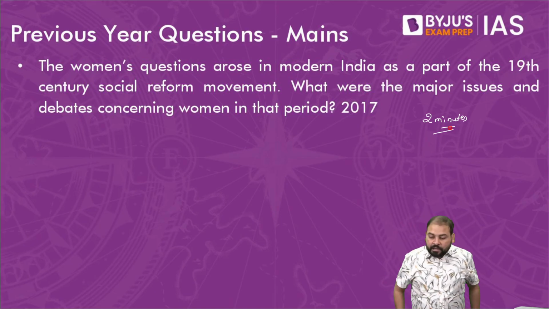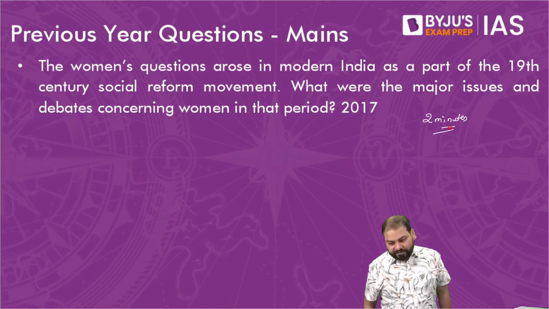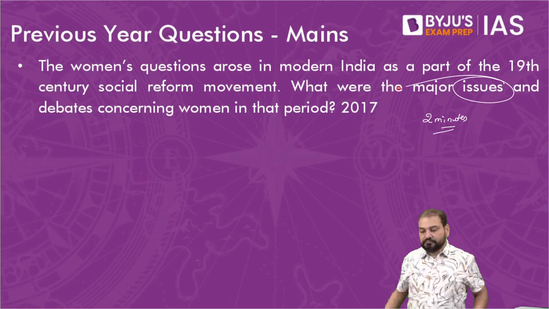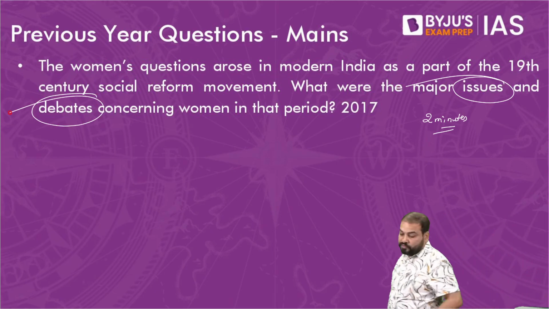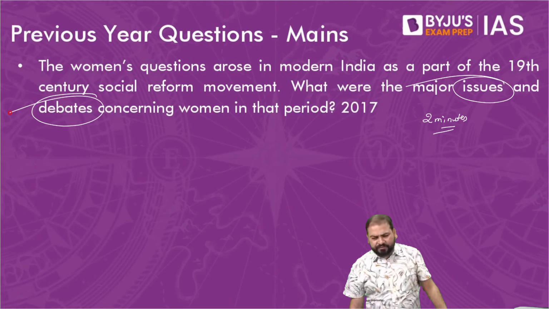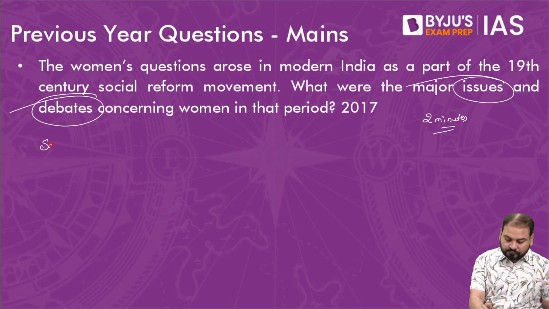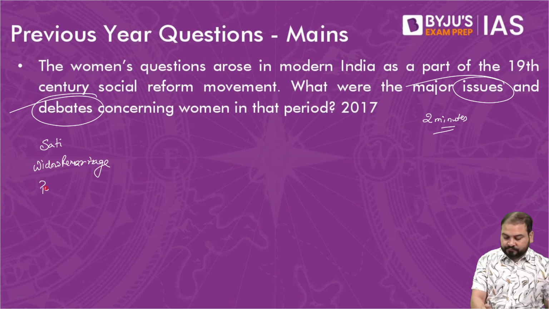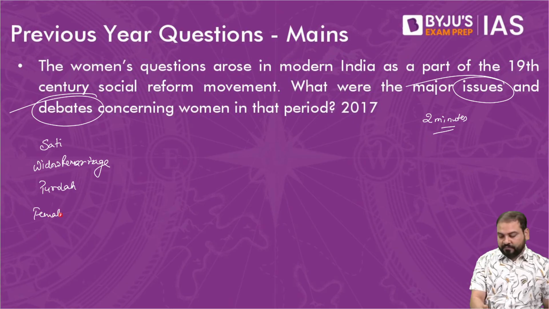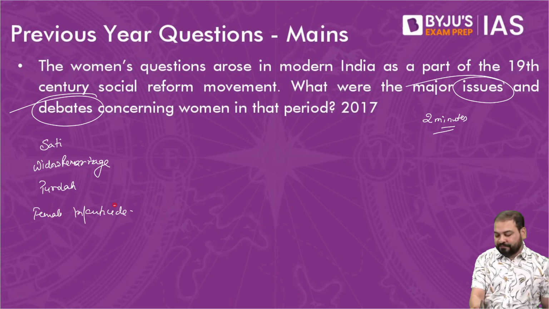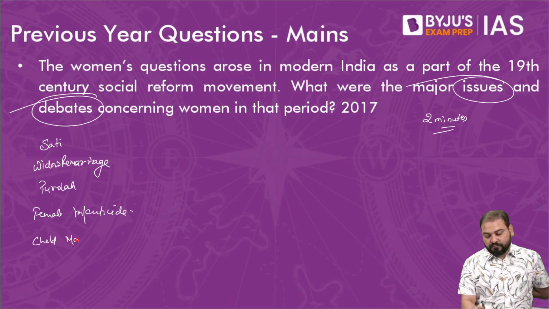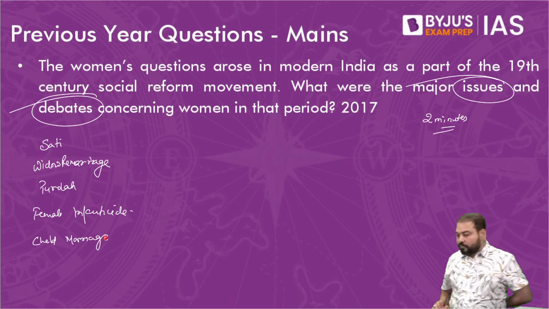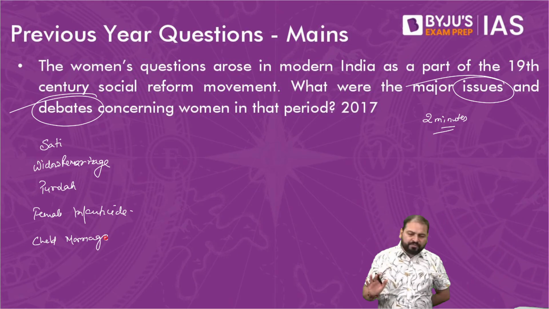If you see here, there are two parts to this question. Number one, major issues. And number two, debates. Almost every one of you has written, for example, sati, widow remarriage, parda, female infanticide, child marriage. So many such problems. Do you remember these problems?